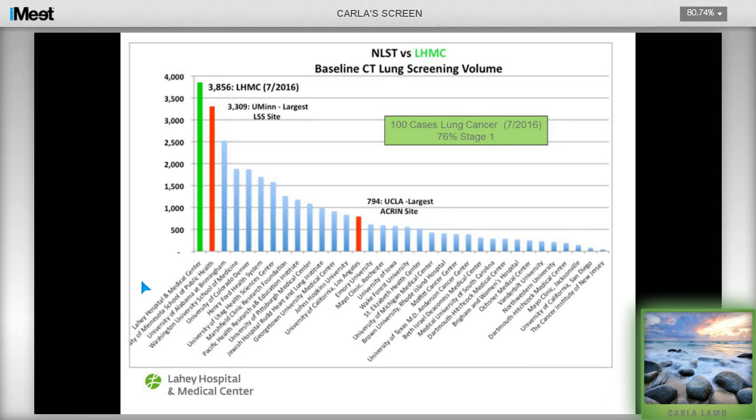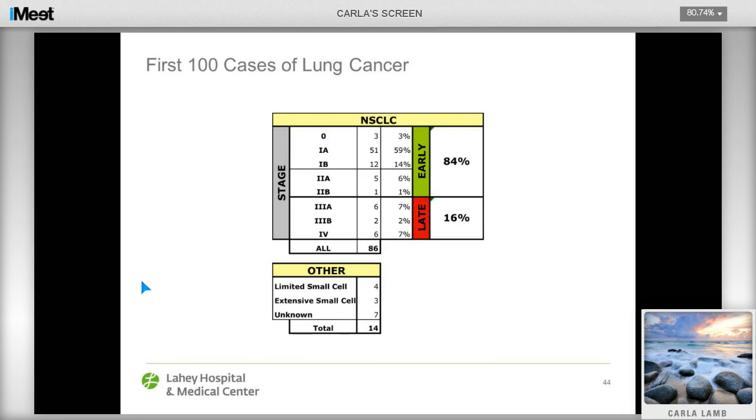This is just an example relative to other centers who are doing lung screening, demonstrating the differences among programs and where people are in the process. And as I mentioned, we've identified 100 lung cancers as of July of this year from our program.